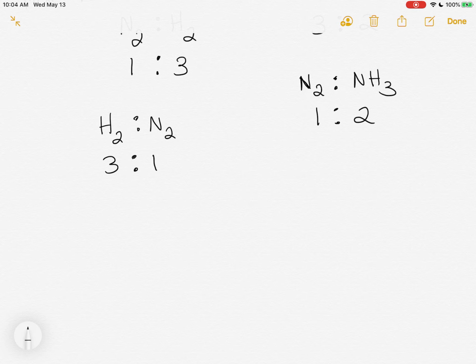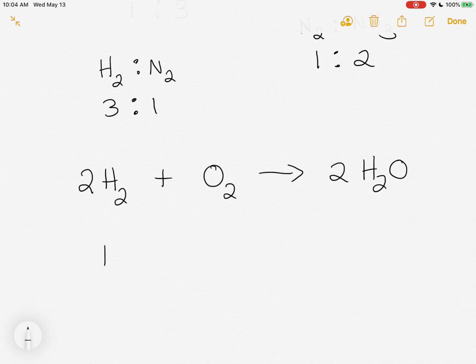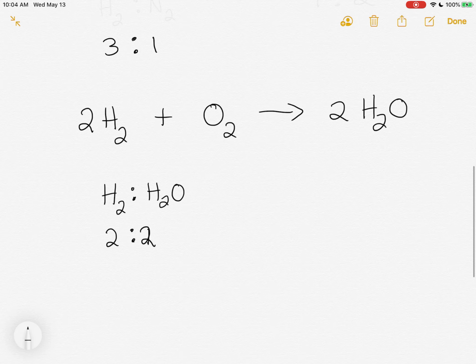Now, if we had a slightly different reaction, so we're going to start with a new reaction here. So we're going to have 2 moles of hydrogen will react with 1 mole of oxygen to make us 2 moles of water. Okay, now in this reaction, if we say wanted the mole ratio for hydrogen to water, that would be 2 to 2. But we can simplify that to 1 to 1. So ratios, just like fractions, should be simplified to their lowest common denominator. Okay, so rather than saying 2 to 2, you would say 1 to 1.